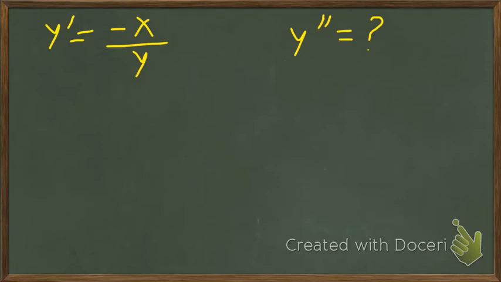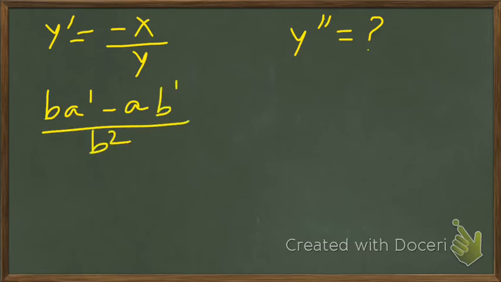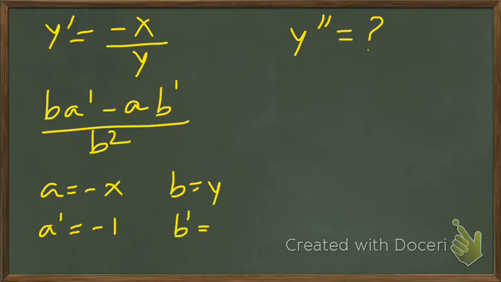So, to use that quotient rule, we say we'll have the denominator's factor times the derivative of the numerator, take away whatever is the factor in the numerator times the derivative of the denominator, all over b squared. And just like we did before, it might be helpful to identify that a is going to be negative x, a prime is negative 1. b is going to be y. And b prime, well, that's 1 y prime.